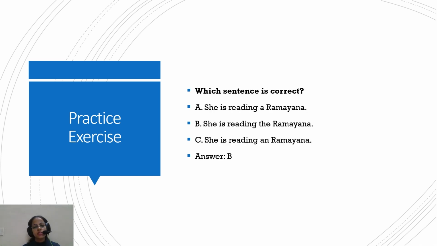Which of the following sentences is correct? She is reading a Ramayana, she is reading the Ramayana, she is reading an Ramayana. It doesn't make sense, and the other options are of course not possible. So we are talking about that one specific book, the Ramayana. Although there are so many different versions of the Ramayana all over the world, again, do not forget it's an English class and you don't have to get into technicalities. So she's reading the Ramayana. So the specific book, the epic, the Ramayana. Okay, she's reading the Ramayana.